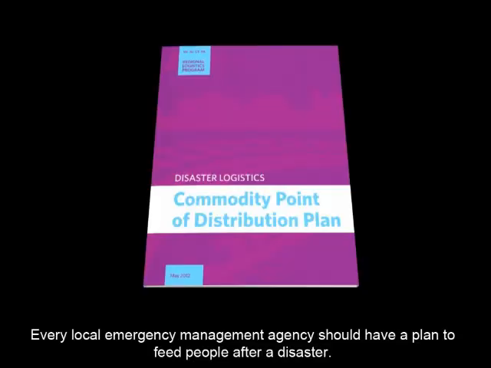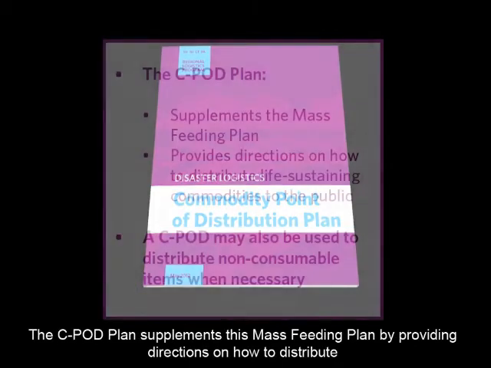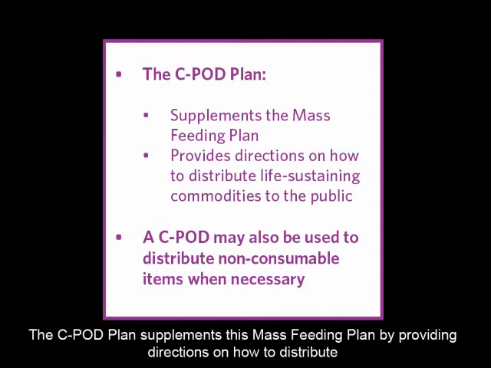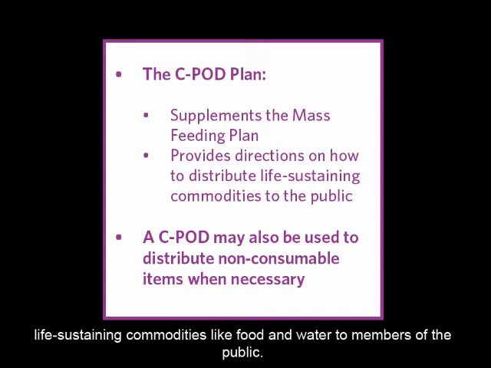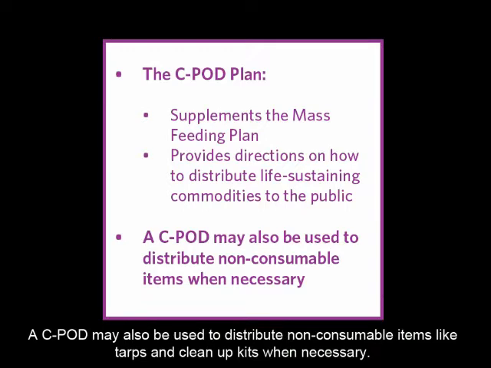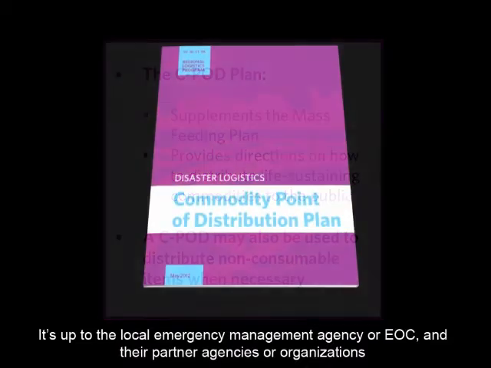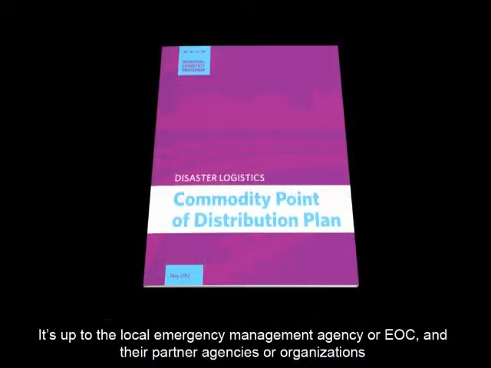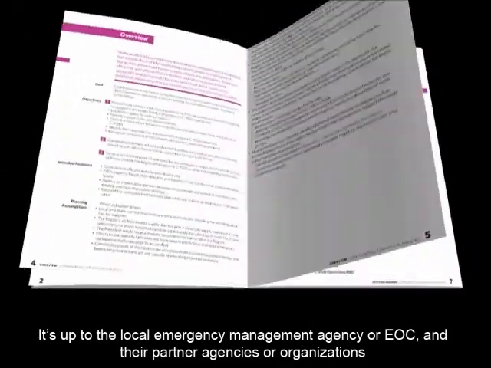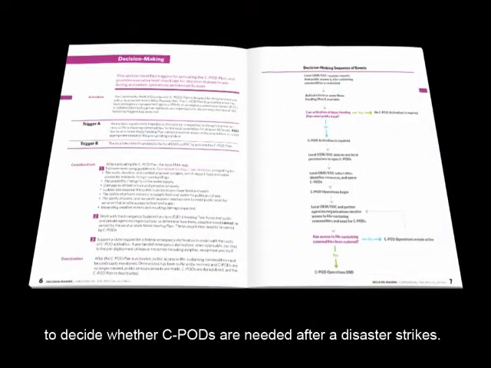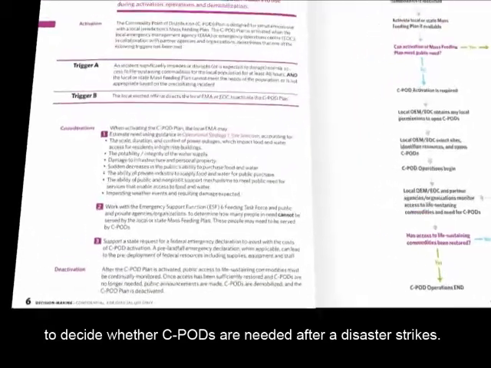Every local emergency management agency should have a plan to feed people after a disaster. The CPOD plan supplements this mass feeding plan by providing directions on how to distribute life-sustaining commodities, like food and water, to members of the public. A CPOD may also be used to distribute non-consumable items, like tarps and cleanup kits when necessary. It's up to the local emergency management agency, or EOC, and their partner agencies or organizations to decide whether CPODs are needed after a disaster strikes.